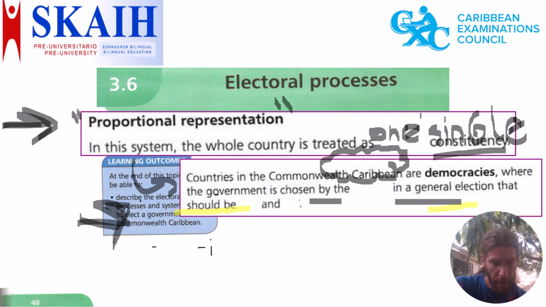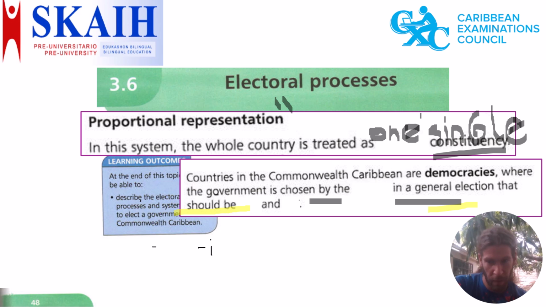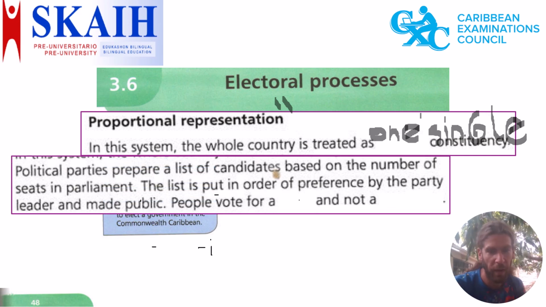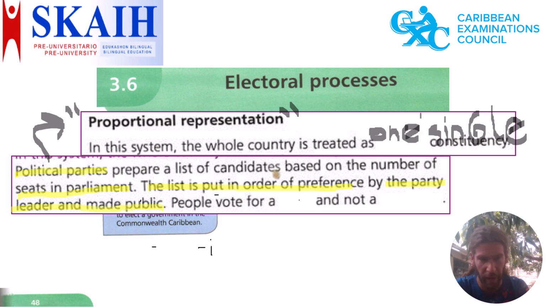Let's continue. We talked about the proportional representation system, where we've seen that we have one single constituency. And we also see political parties in that system. Political parties within proportional representation prepare a list of candidates based on the number of seats in parliament. If you are really ambitious, in our parliament we have 21 seats, and on your list as a political party you also create 21 options, so that persons can fill all of the seats in parliament. And the list is put in order of preference by the party. So the numbers 1, 2, 3, and so on are most likely to get into parliament.